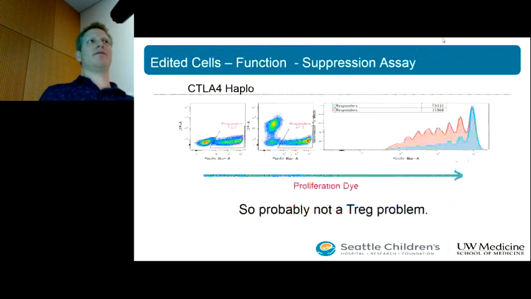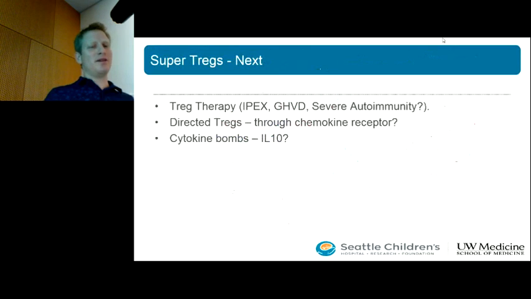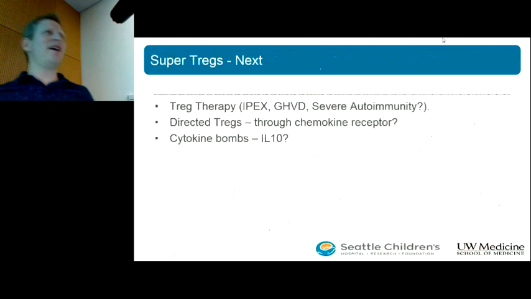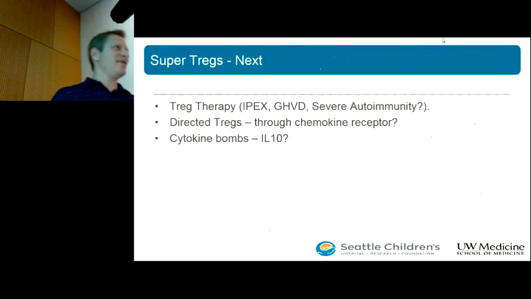Ex vivo, so you can play with that. We're trying to make super Tregs and also make them like cytokine bombs. If you can make a super Treg expressing a lot of IL-10 or TGF-beta, then you can suppress everything.